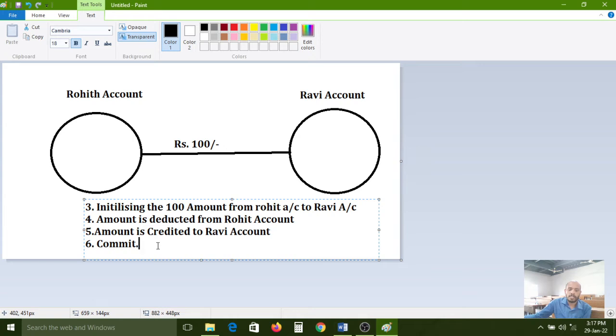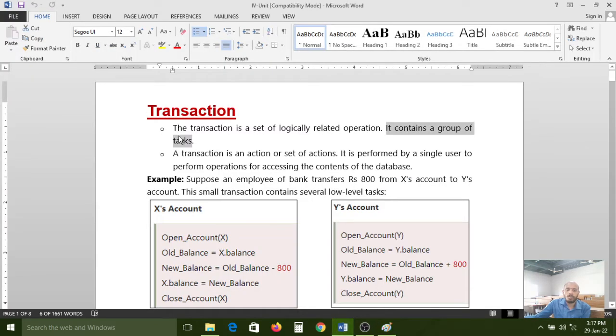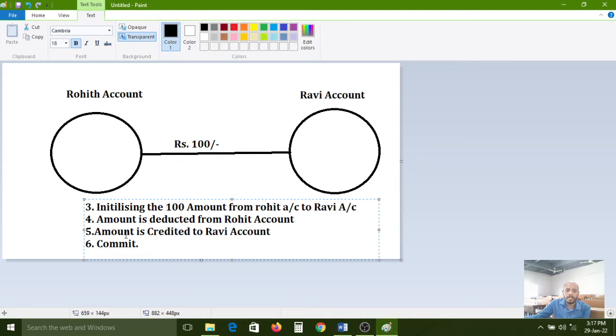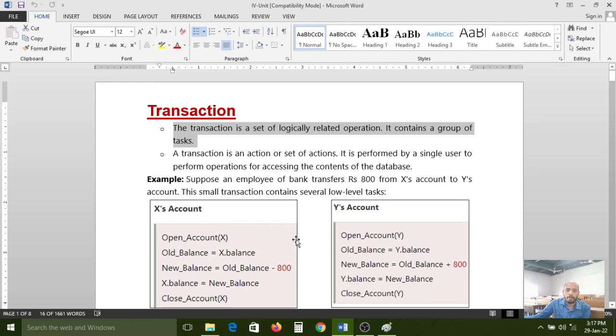After all these tasks are done successfully, then one transaction is successful. That's why one transaction is called a logically related set of operations. It contains a group of tasks. Six tasks are going on for doing one transaction. That's why it is called a set of tasks or group of tasks.